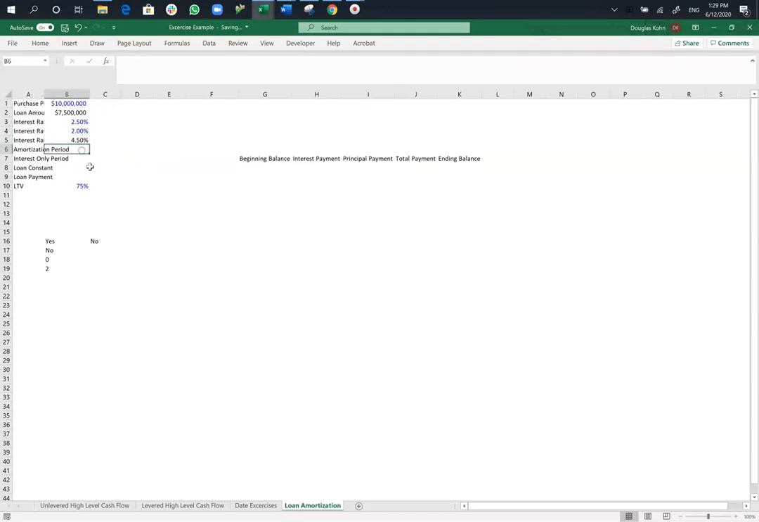Now, there's going to be a loan amortization period. It's typically either 20, 25 years, or 30 years. But we need the equivalent in months. So I'm going to actually change this label to show it in months and make it 360.